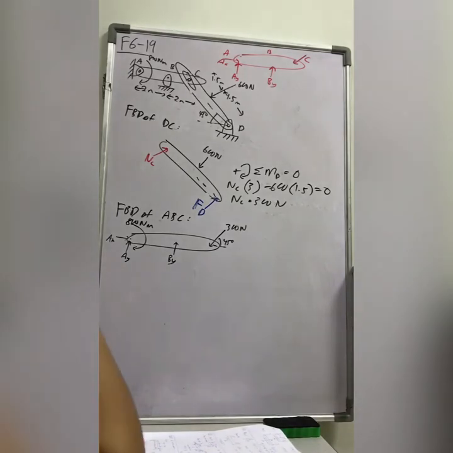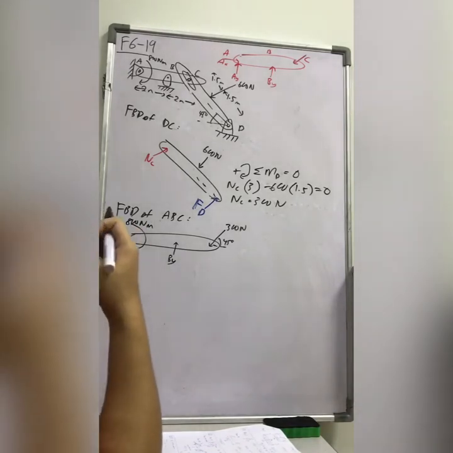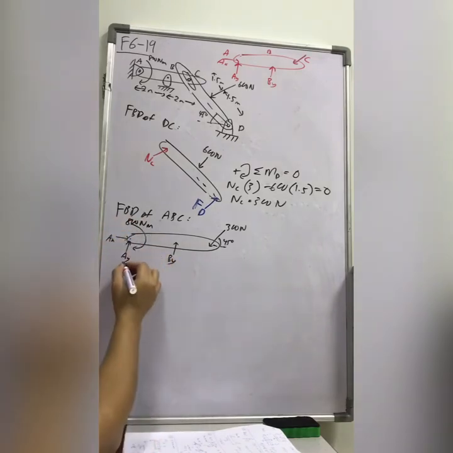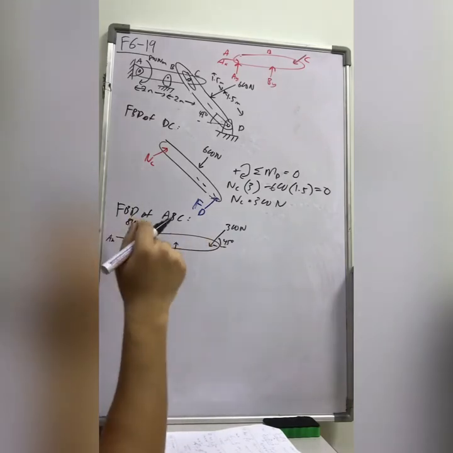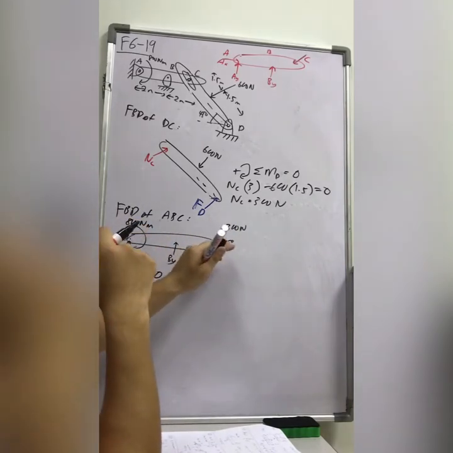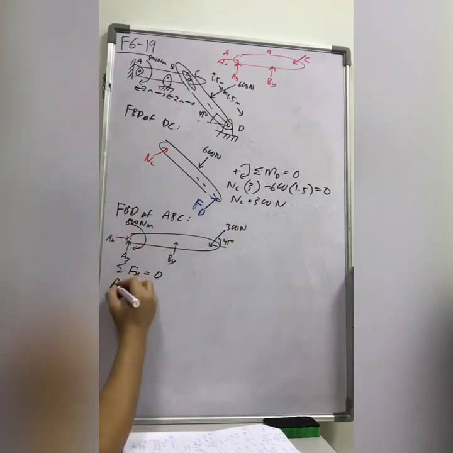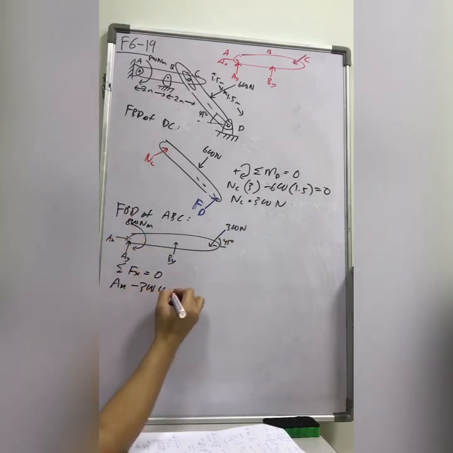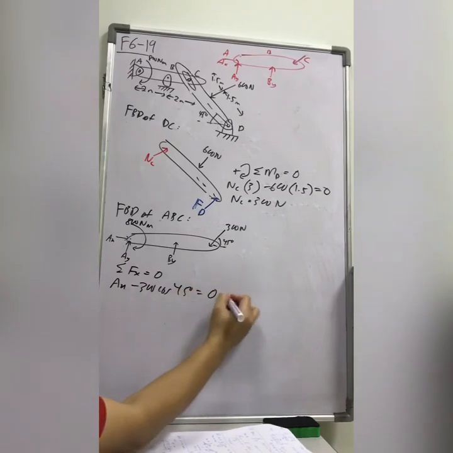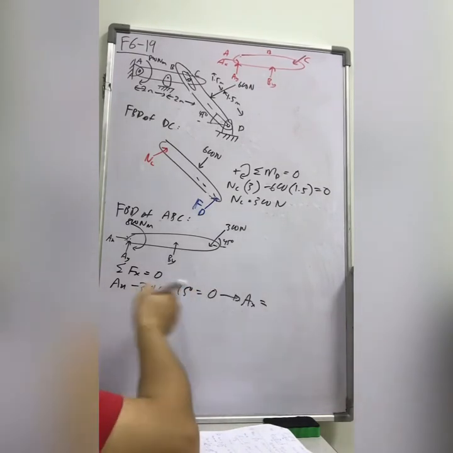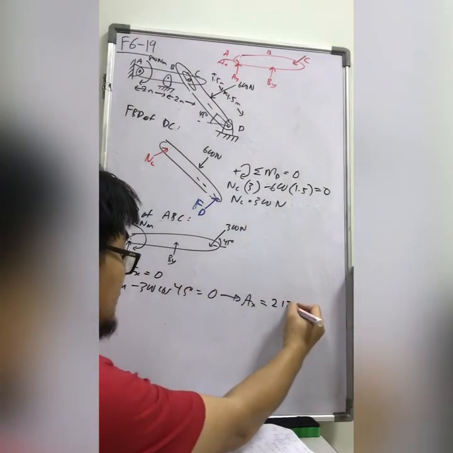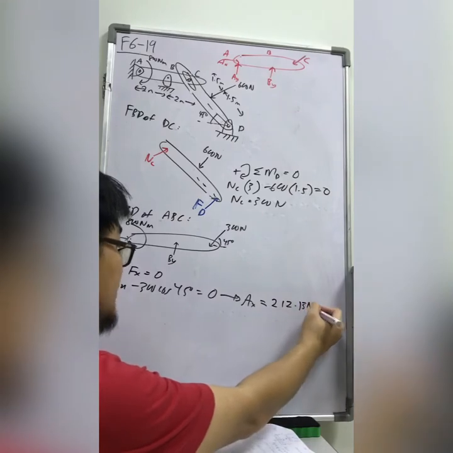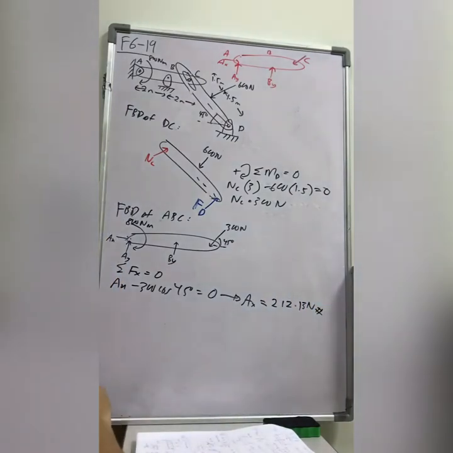Alright, so the first thing that we can solve directly is we do Fx equals 0. Because if you do Fx in the x direction, you just have AX and you have this component of 300 Newton. So you have AX minus 300 cosine 45 equals to 0. So you can solve AX. From this you will get your AX as 212.13. This is your first result.